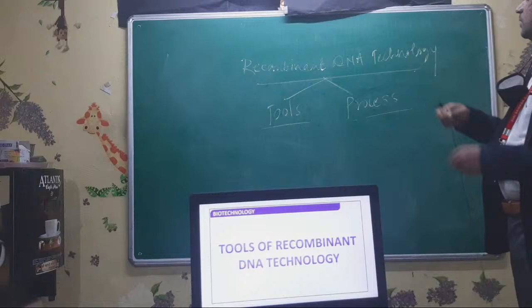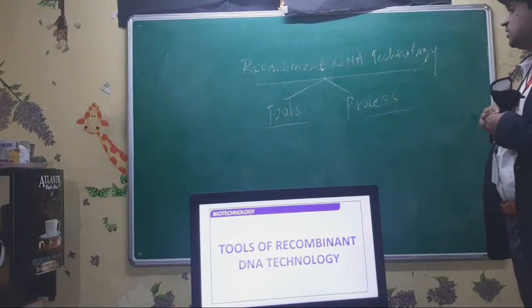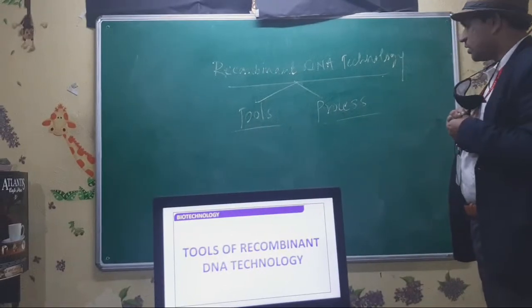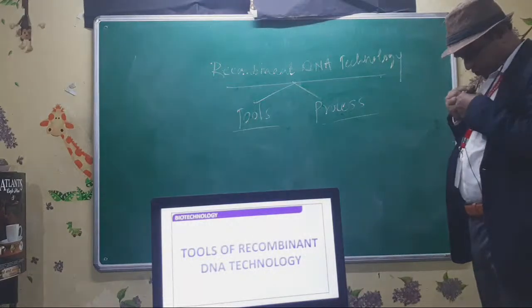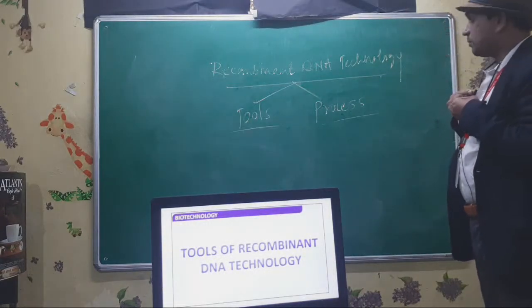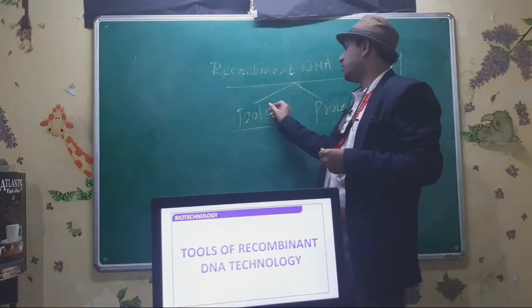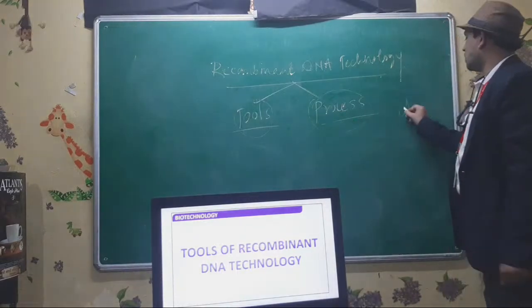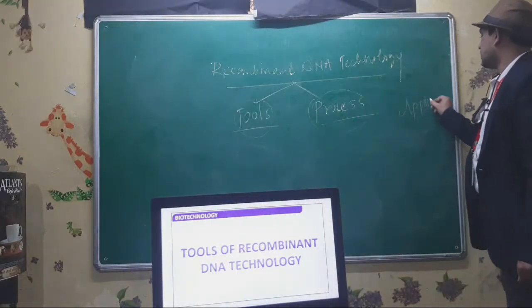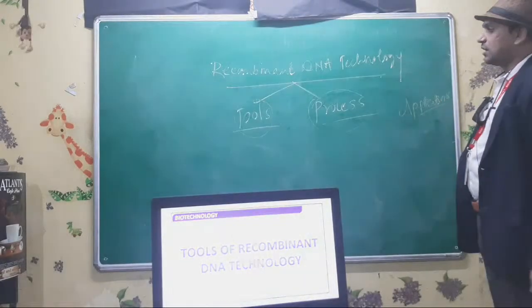Students, as far as this important term recombinant DNA technology is concerned, these are the two major criteria that you need to understand: the tools of recombinant DNA technology and the processes of recombinant DNA technology. Later on, there will be a separate point on applications. Okay, so what are the uses and applications in agriculture and in the medical field?